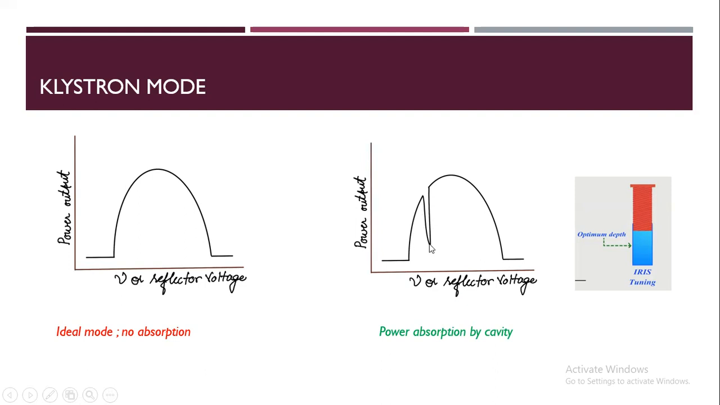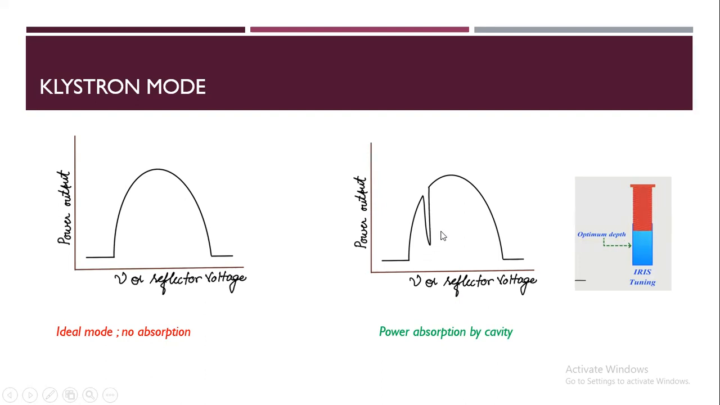This depth will not change if you carry on changing the reflector voltage or the frequency. Only the position of the, what should I say, valley will change. And this is the iris tuning, which we use to change the depth of this valley.